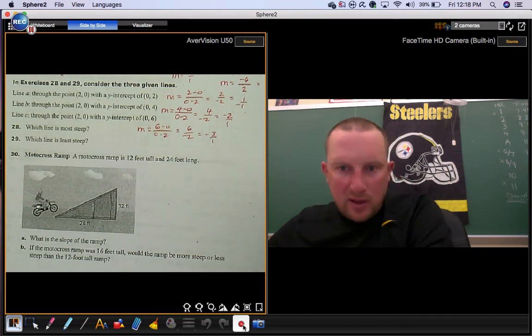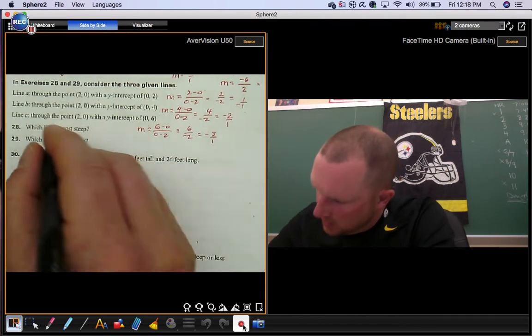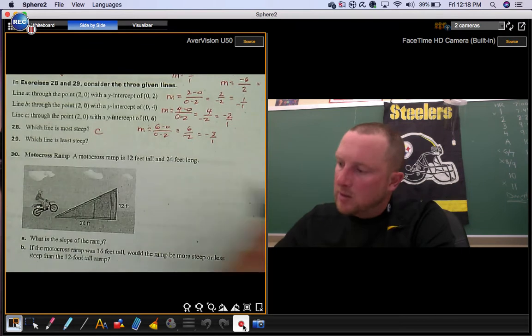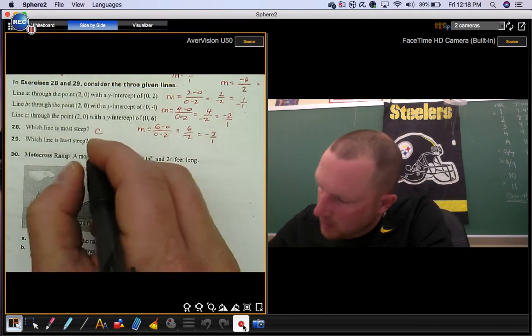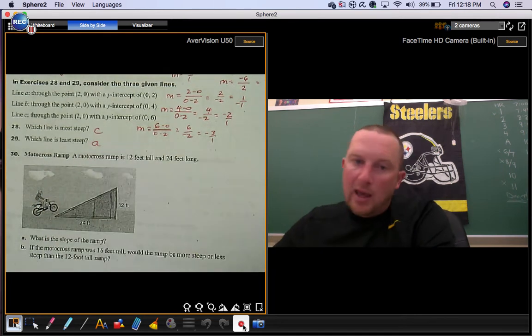Which number is the biggest? 3 is the biggest. Which line is steepest? C. Which line is least steep? What's the smallest number? 1 is. So A is the least steep.